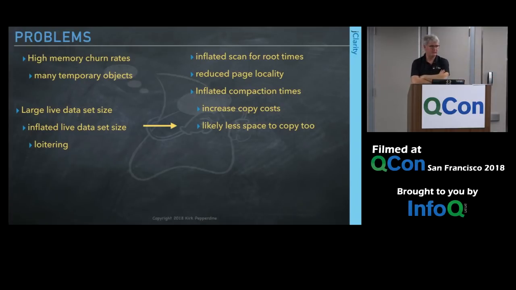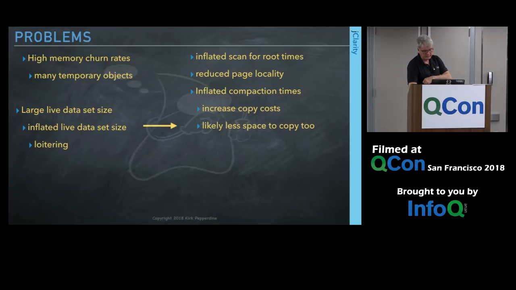I get reduced page locality. I get inflated compaction times. We get increased copy costs. And it's very likely that you just have less space to copy to, which means that the JVM has to do more work to figure out how to do the compaction. And it has less room to work with, so it may not do as good a job with the compaction, right?